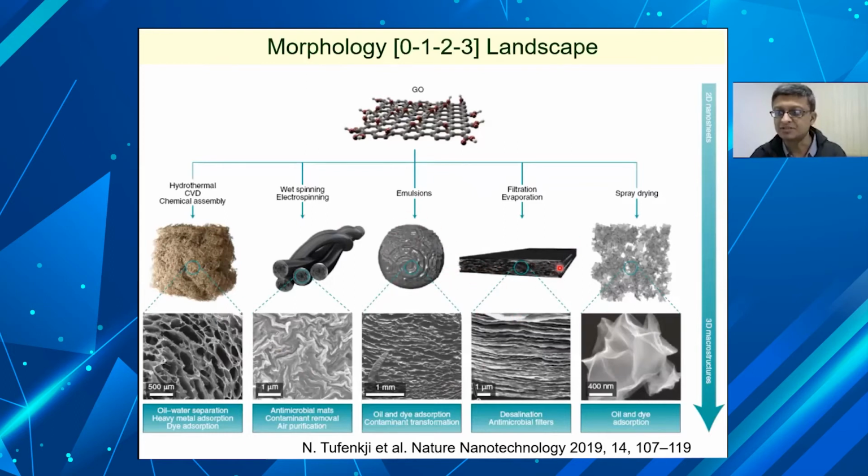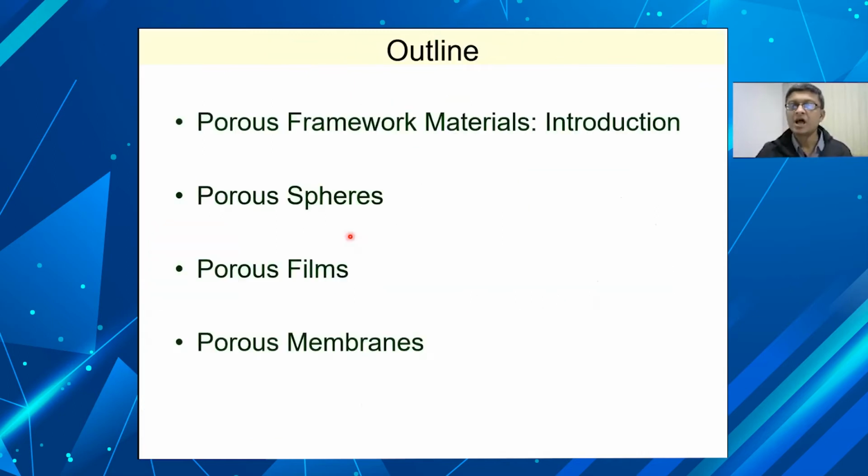This is a 2-dimensional sheet; spray drying gives you a 3-dimensional architecture. This is a 1D. So as you can see, a 2D material can eventually, on a macroscopic level, be converted into different features, different forms, different morphologies. So that's the hallmark of today's lecture.